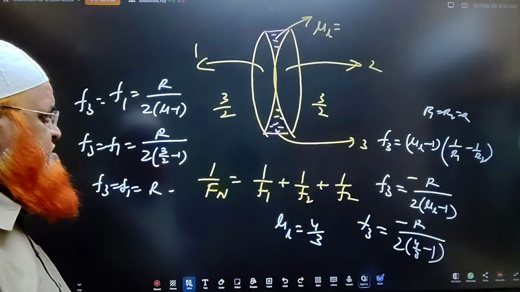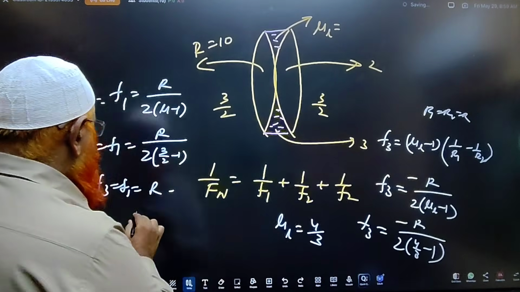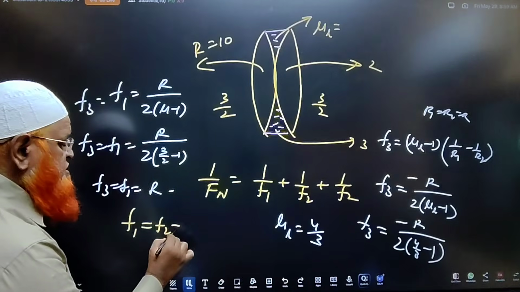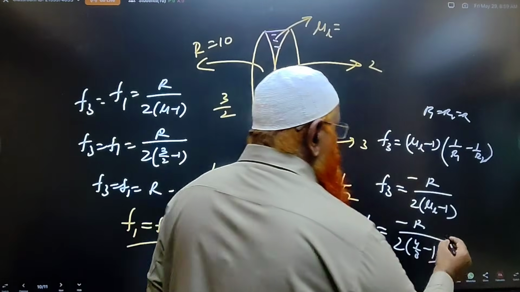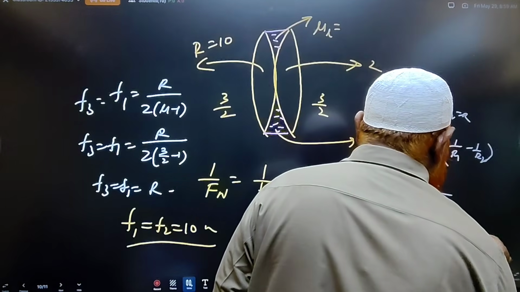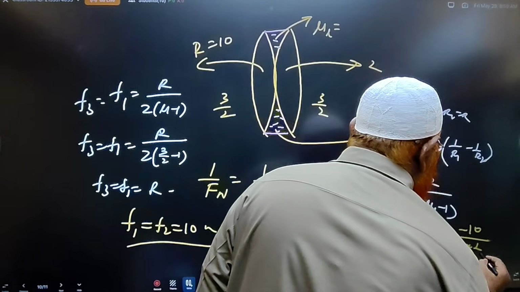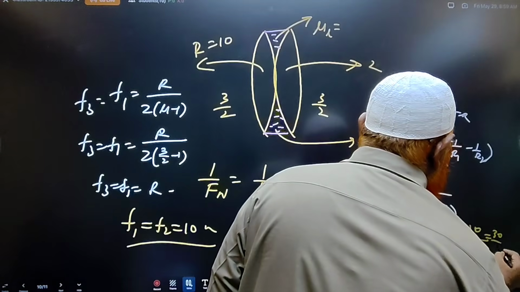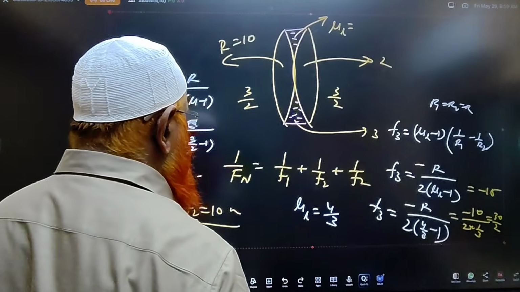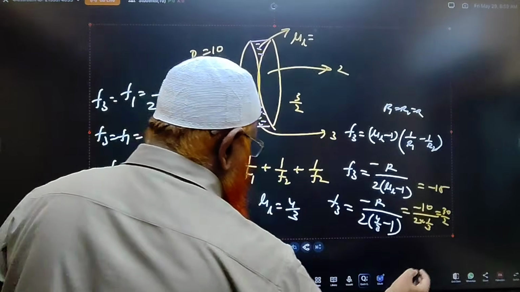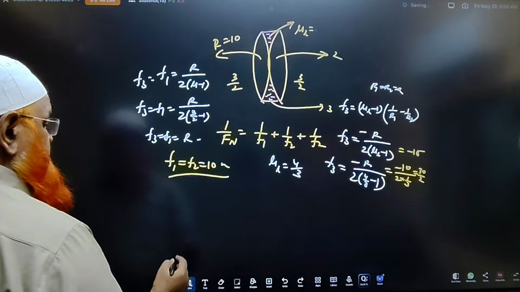Understand? In the previous case also, if he gives the radius of curvature as 10, then the focal length F1 will be equal to F2, which is equal to 10 only. We get 10 centimeters as the focal length. Here also you write minus 10 divided by 2 into (4 by 3 minus 1), which is nothing but 1 by 3. So 30 by 2, which is minus 15, you get. So simple it is, but most of the students will leave this type of problem. They will never attempt the problem also. They feel it's very difficult.